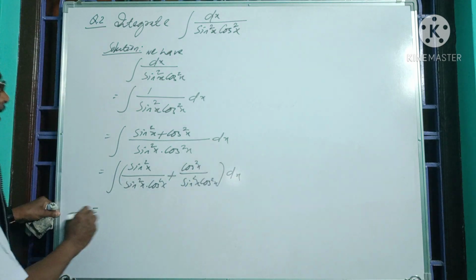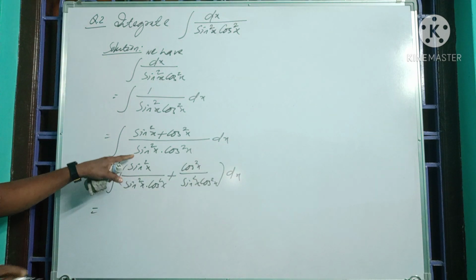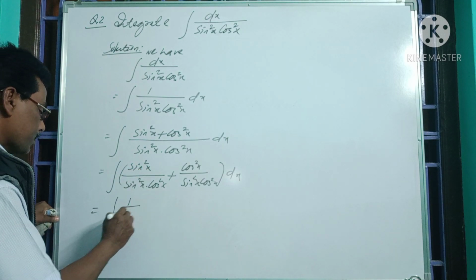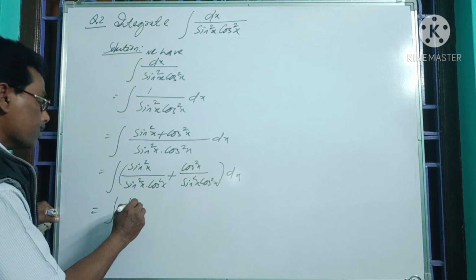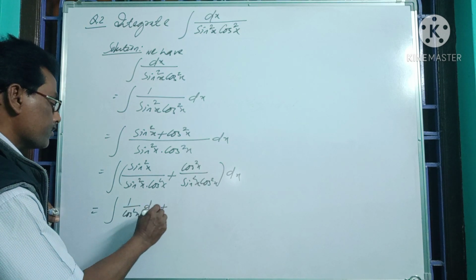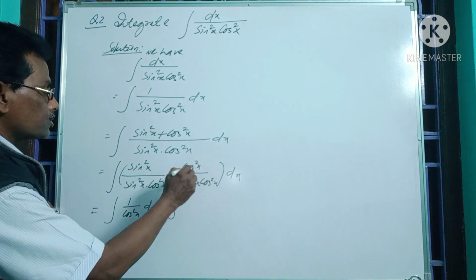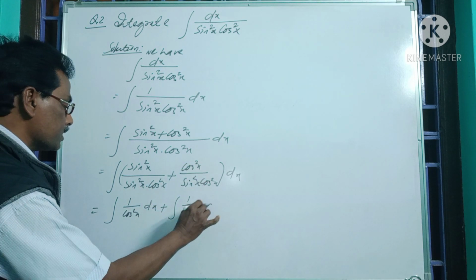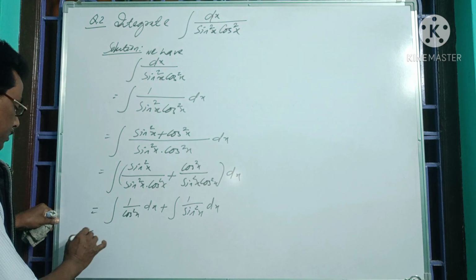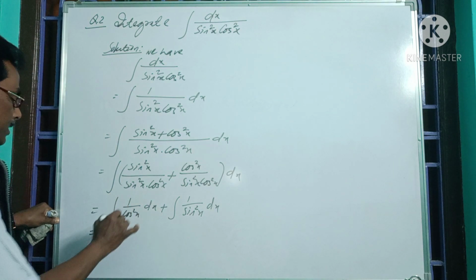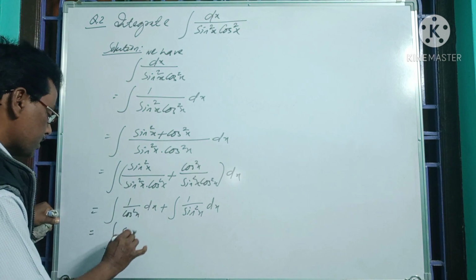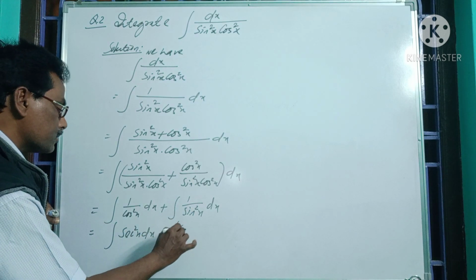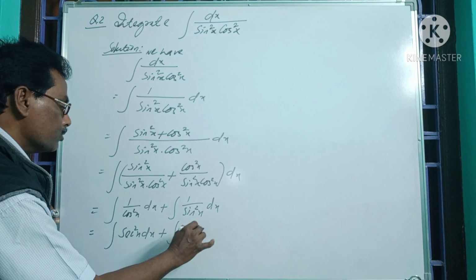So again simplifying, sin square x is cancelled, so we got 1 by cos square x with respect to x, plus integration of, cos square x cancelled, 1 by sin square x with respect to x. So again simplifying, 1 by cos square x is nothing but sec square x with respect to x, plus 1 by sin square x is nothing but cosec square x with respect to x.